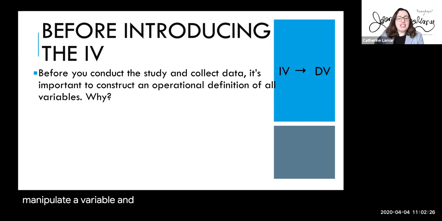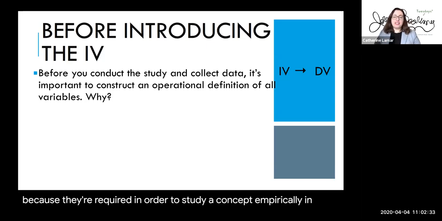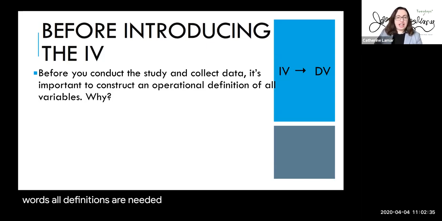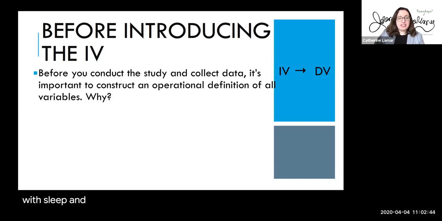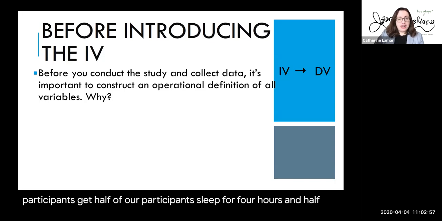And operational definitions are so important because they're required in order to study a concept empirically. In other words, operational definitions are needed if we actually collect data and do empirical research. So with that in mind, let's link back to our example with sleep and happiness. If we're looking at the relationship between sleep and happiness, and we decide to manipulate how much sleep participants get, half of our participants sleep for 4 hours and half sleep for 8.